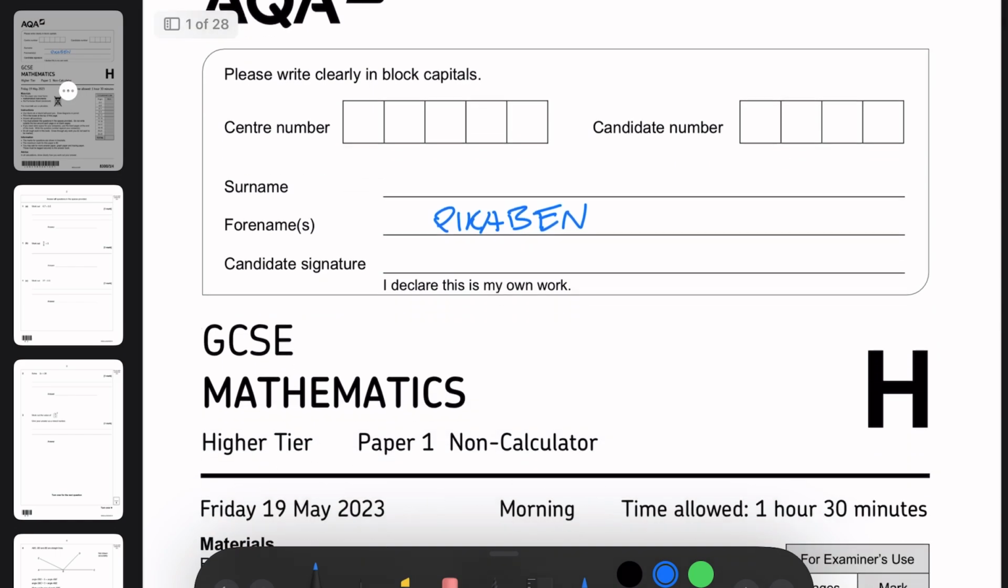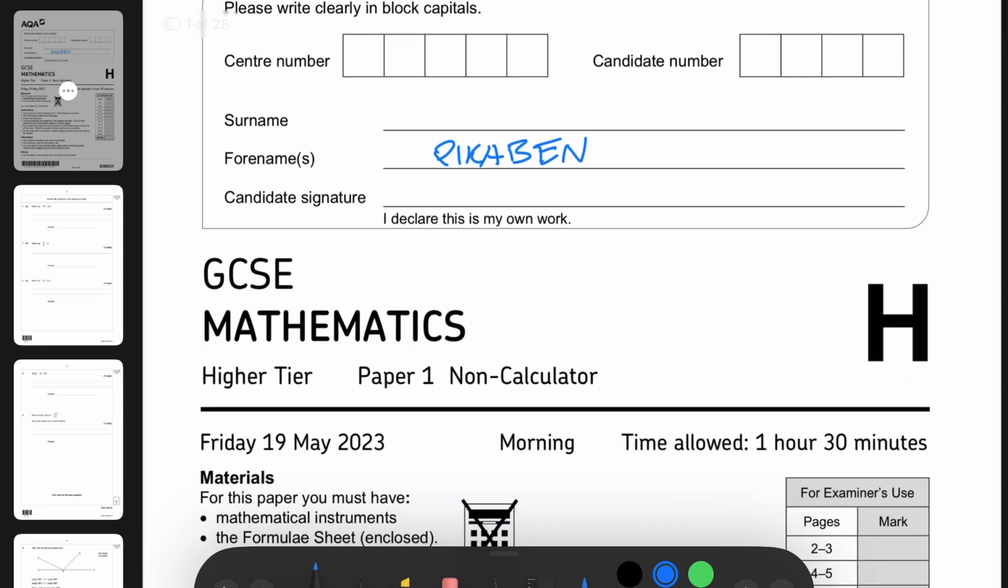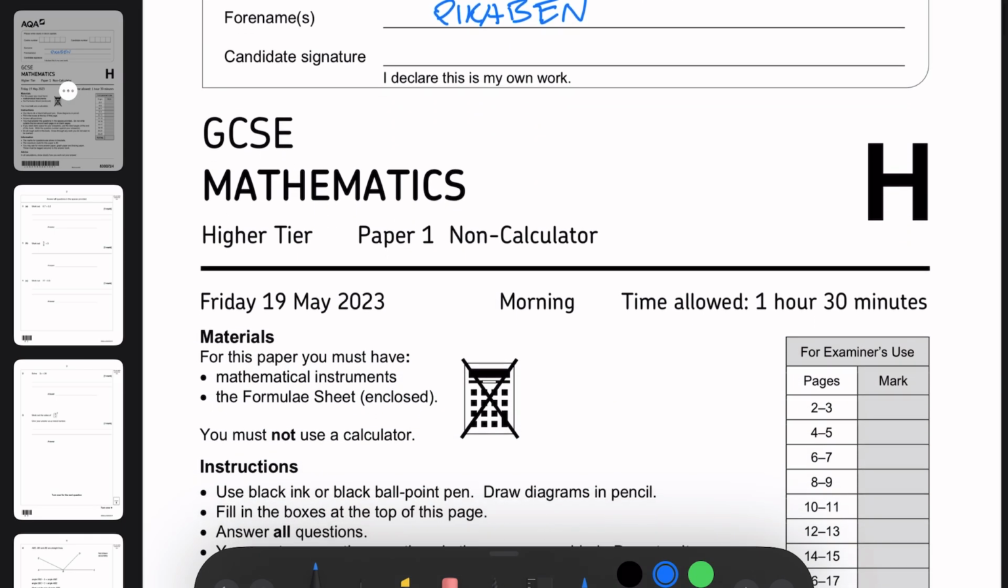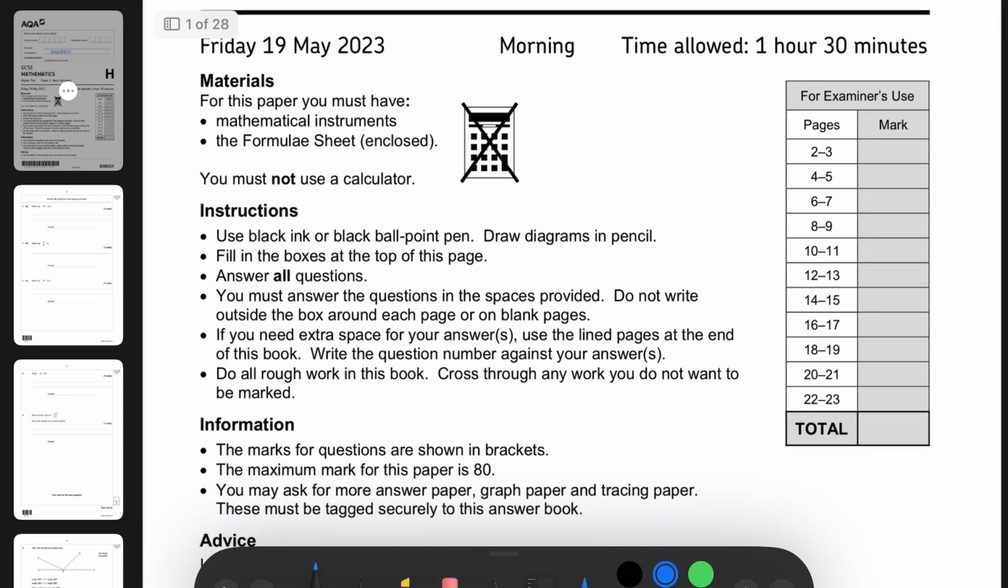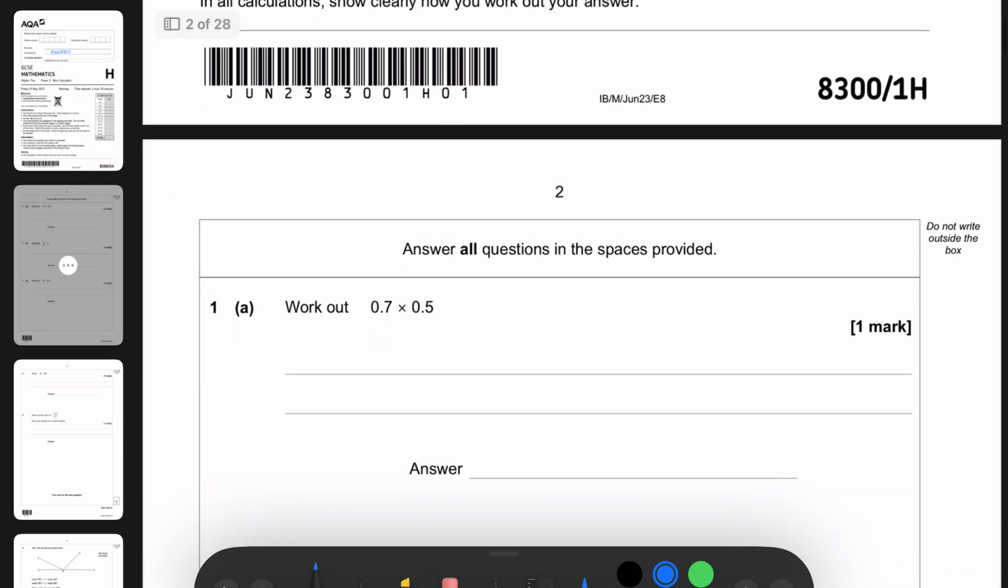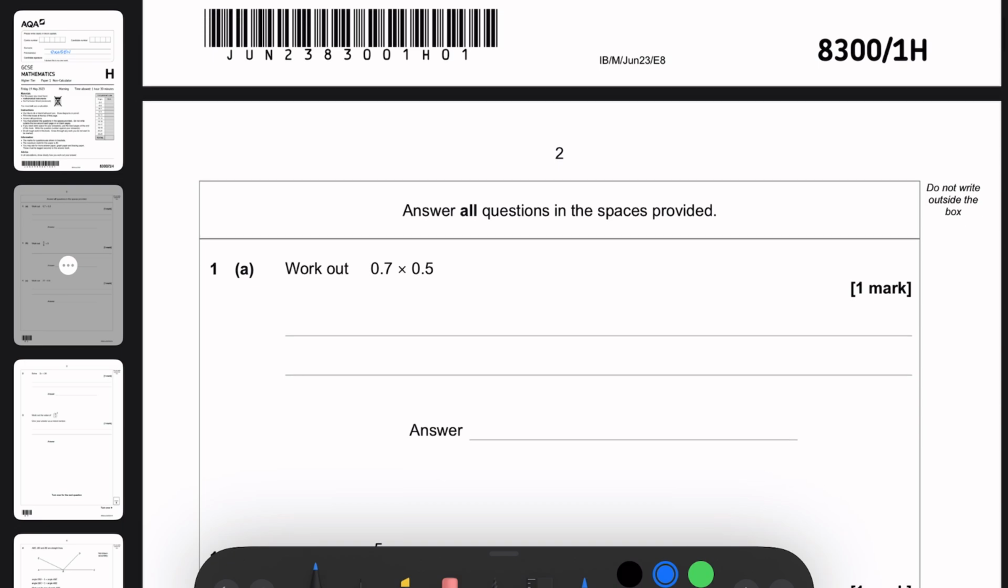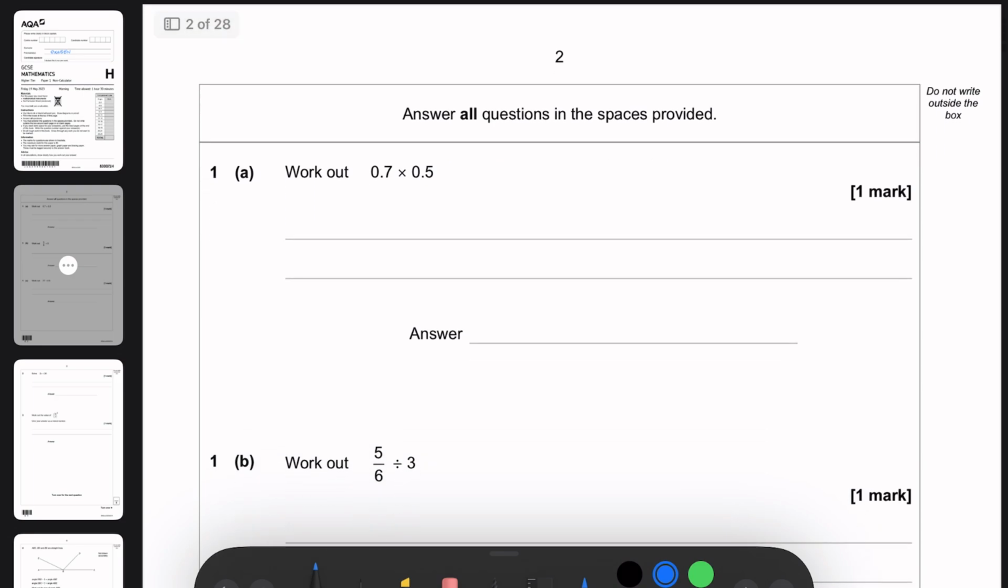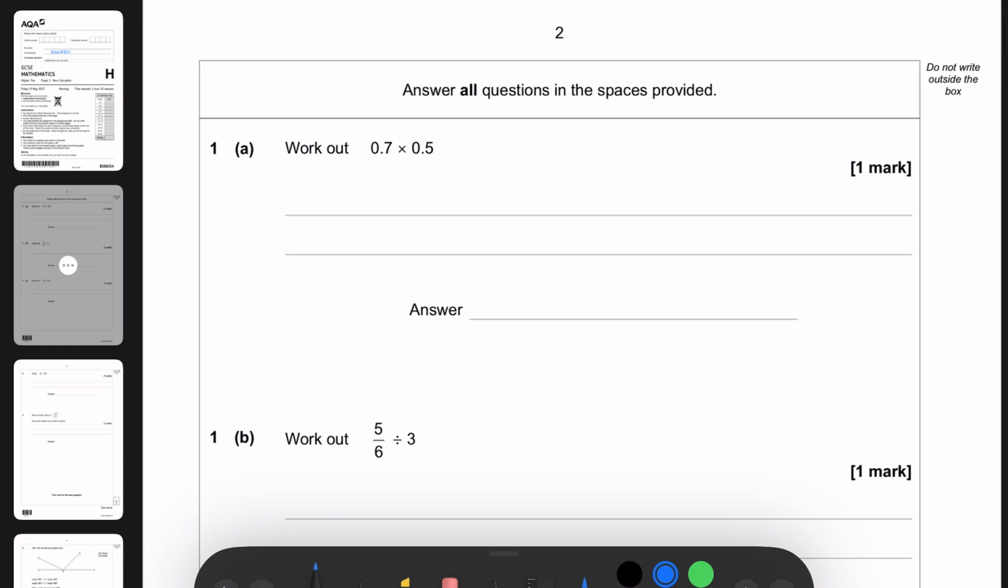So this is paper one for 2023, a non-calculator paper, and I have had a look through, and I'll try and explain everything in depth, so that if you do happen to come across the question you need, you get a pretty good in-depth explanation. Right, so we're going to start off with question 1A as usual. Work out 0.7 times 0.5, so this is pretty simple.